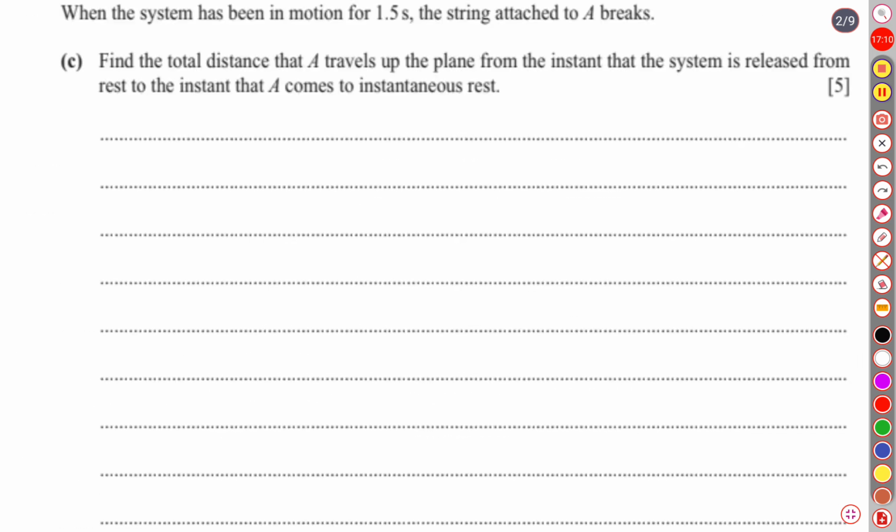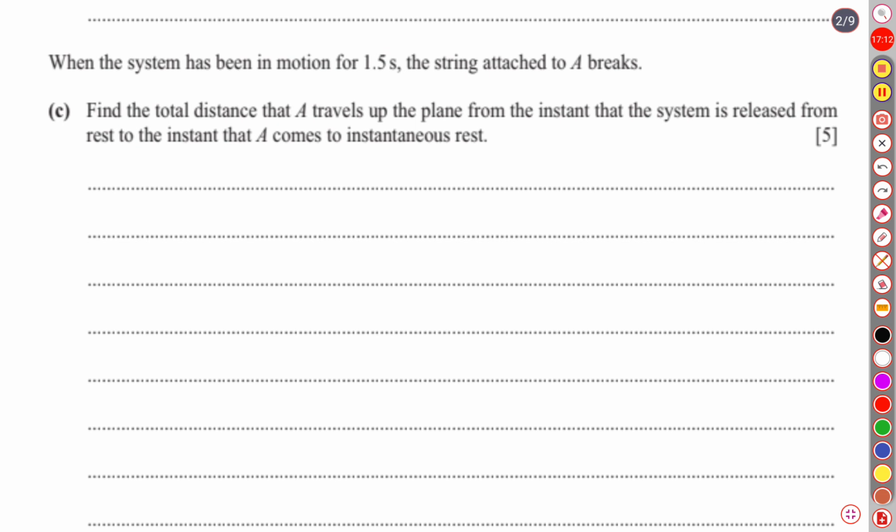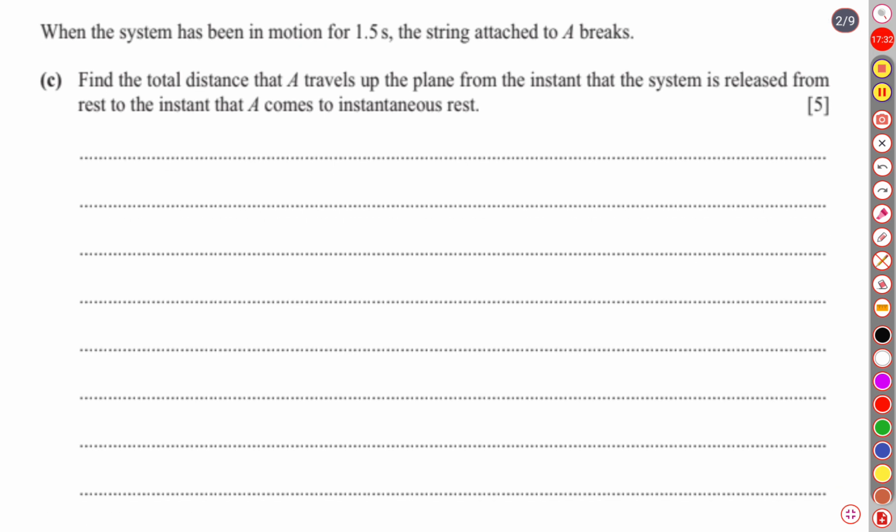C says, when the system has been in motion for 1.5 seconds, the string attached to A breaks. Find the total distance that A travels up the plane from the instant that the system is released from rest to the instant that A comes to instantaneous rest. Well, let's start our solution.